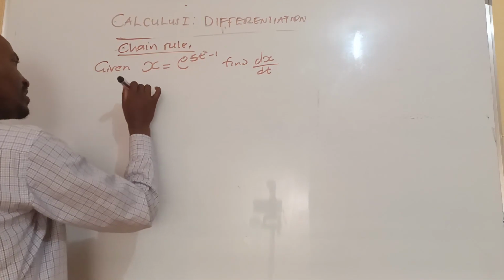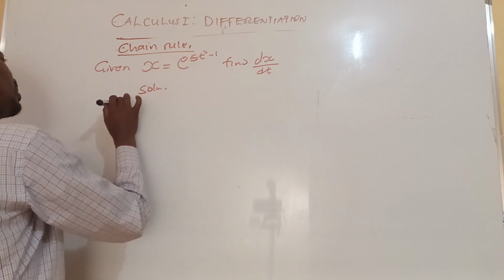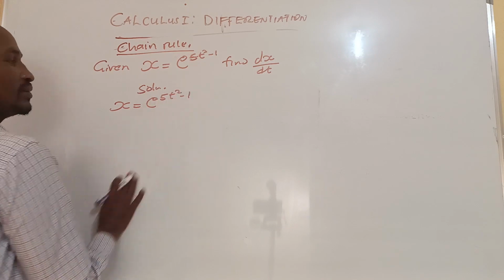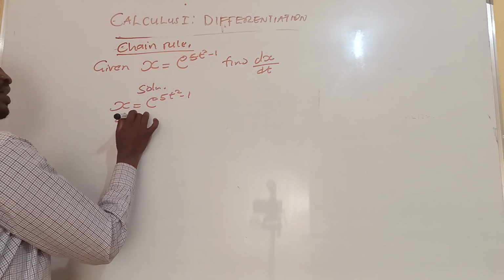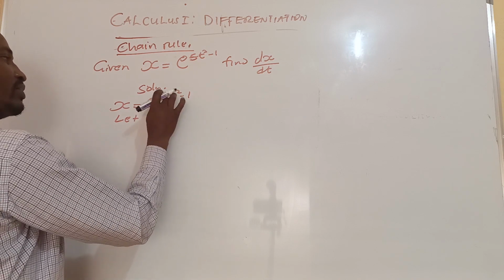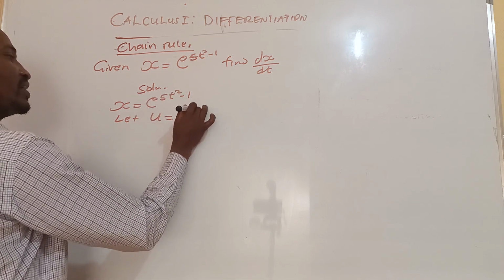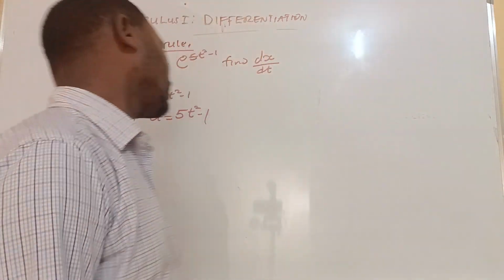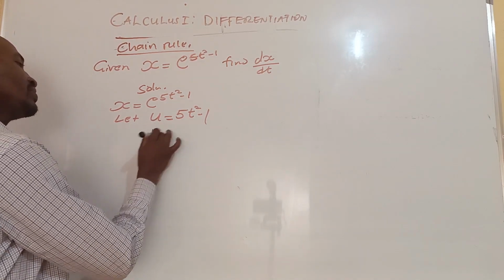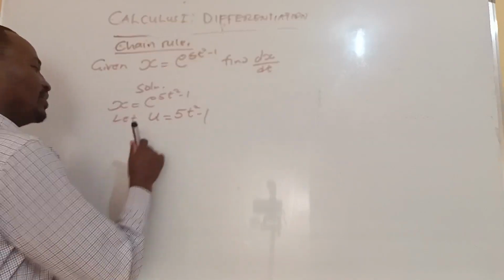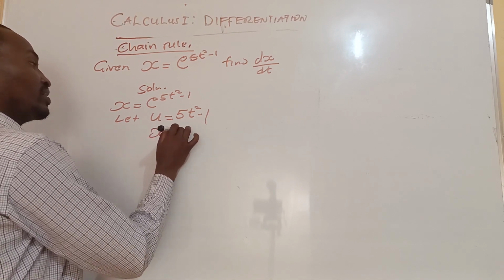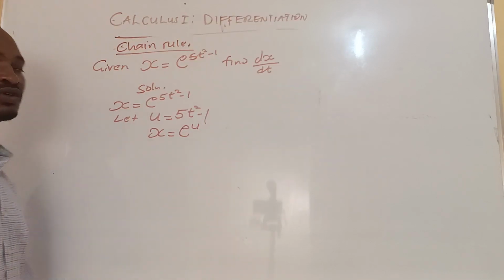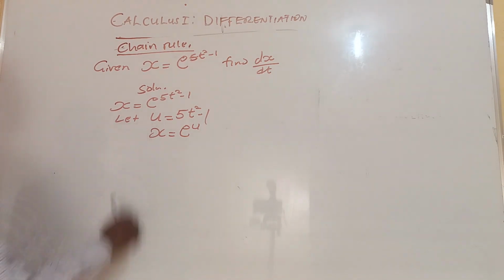Just as we have done previously, you can write x is equal to exponential 5t squared minus 1. We say that our inner function u is equal to what you have here on top, 5t squared minus 1. That's the inner function. Now the outer function, not y, the outer function x is equal to exponential u. So x is the outer function, u is the inner function.